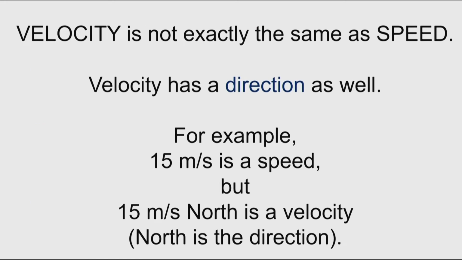Now, what is the difference between velocity and speed? Velocity is a vector quantity. It has got a magnitude and a direction, whereas speed is a scalar quantity. It just has a magnitude. For example, when I say I'm traveling at 15 meters per second, I'm talking of speed. But if I say I'm traveling at 15 meters per second north, this is velocity because I have added direction to it. This is the only difference between speed and velocity.